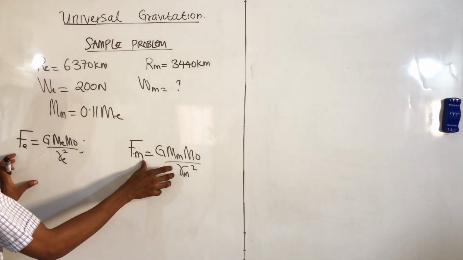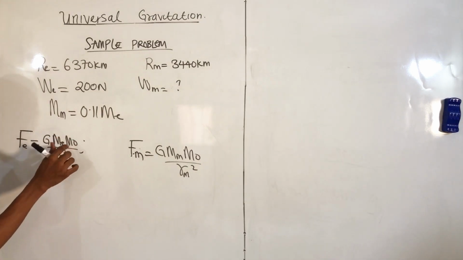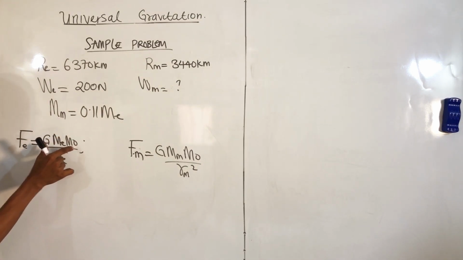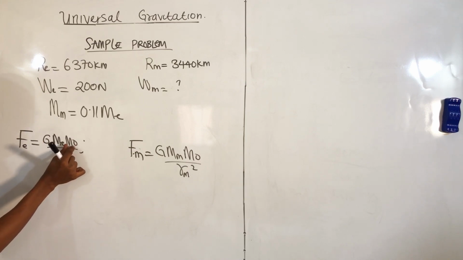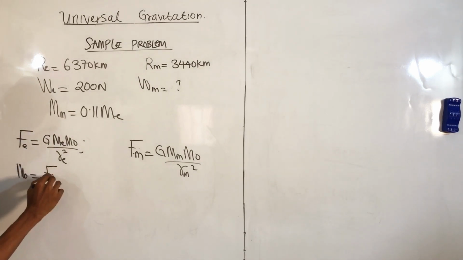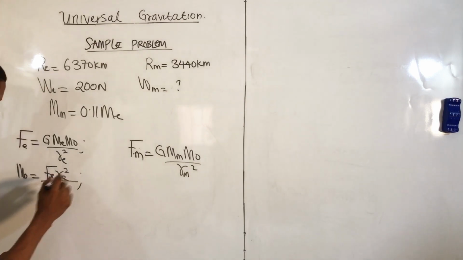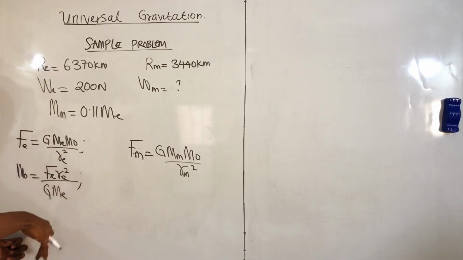So these are the concepts. And we're going to equate. Now we're going to make the mass of this object the subject of the formula in each of these cases. So let's consider Earth first. Making this the subject of the formula, we have F_E R_E squared over G M_E, right? When it concerns the mass of the object on Earth.